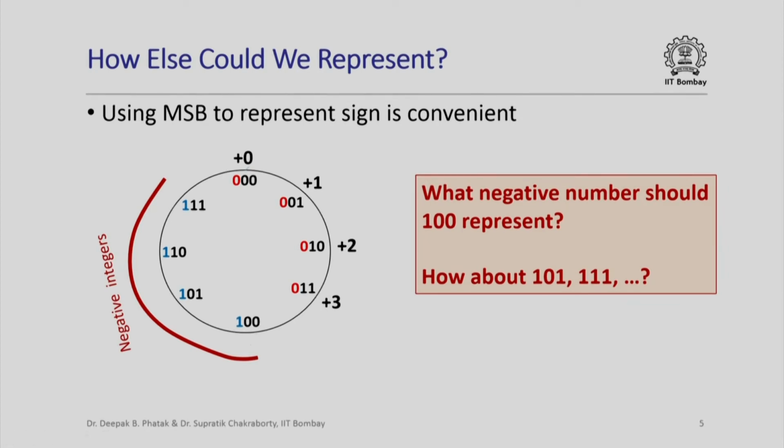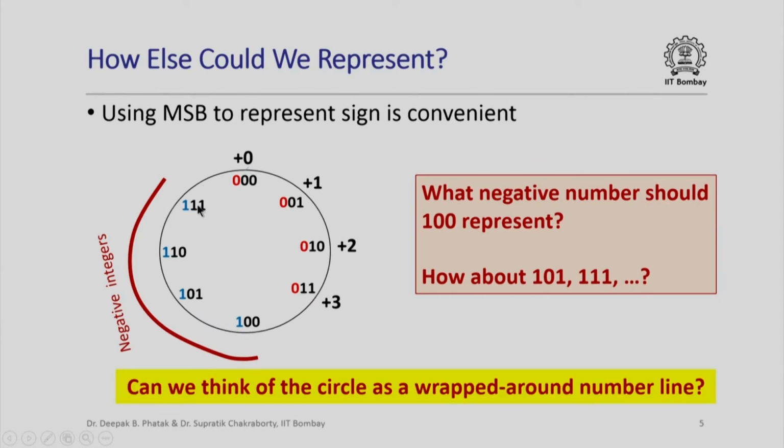In trying to answer this question, we might want to think of this circle as a wrapped around number line. If you think of this circle as a wrapped around number line, then I can see that from here to here the numbers are increasing, plus 0, plus 1, plus 2, plus 3. These are going to be negative integers. So can I somehow unwrap this circle into a number line such that along the number line I get 0, 1, 2, 3 at these positions, and these correspond to negative integers, and still I can think of the unwrapped circle as a usual number line?